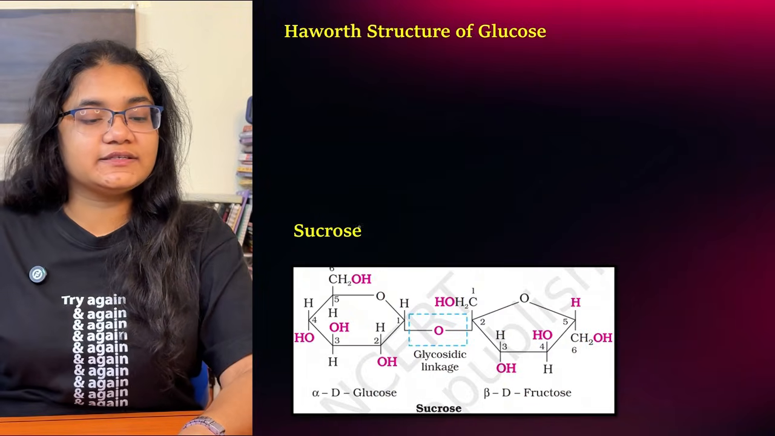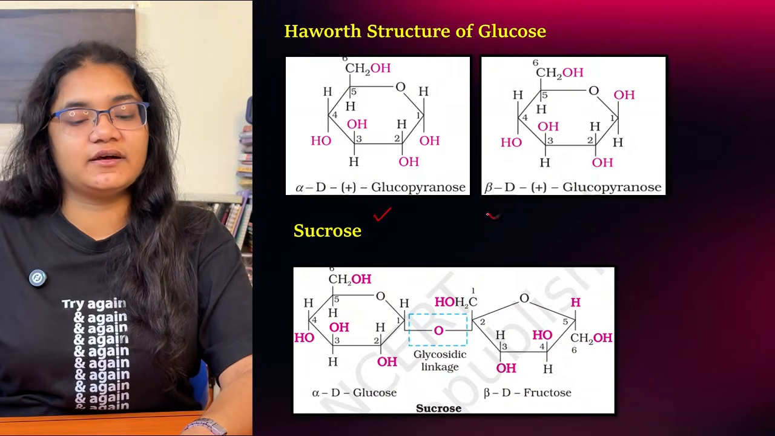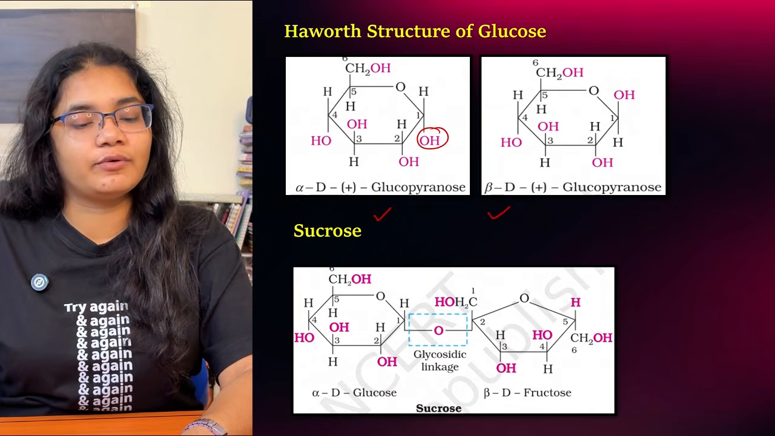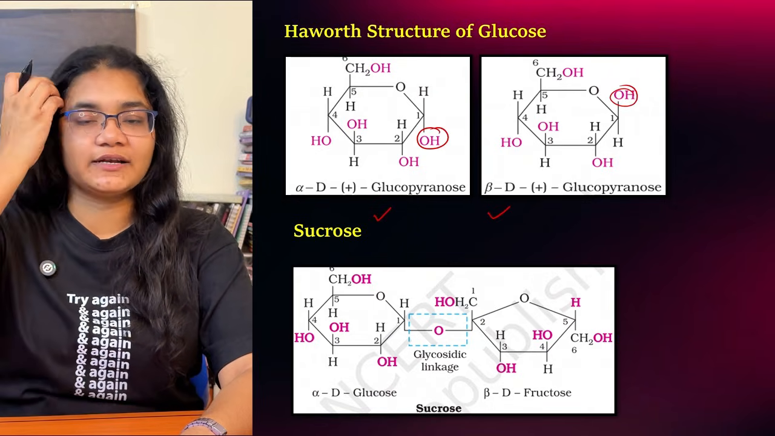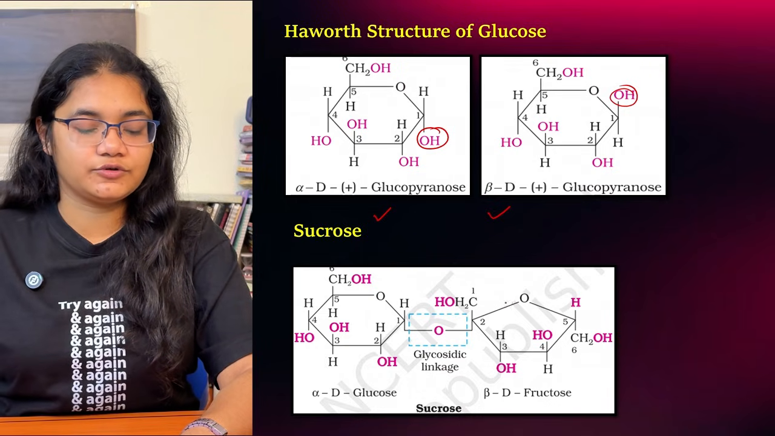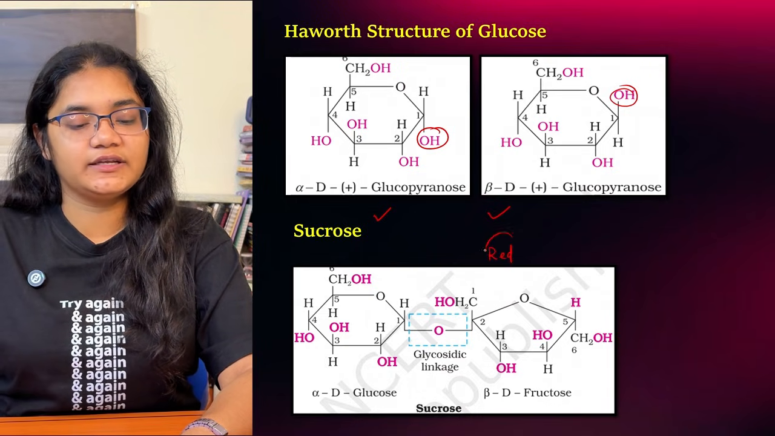Next, we'll see the Haworth structure of glucose. So please prepare this too. Alpha structure will have OH at the bottom, beta structure will have OH at the top. Next, sucrose structure also you should remember, and this is a non-reducing sugar.